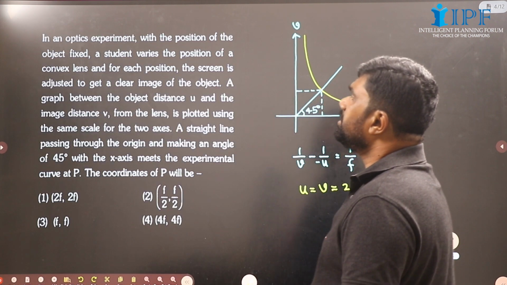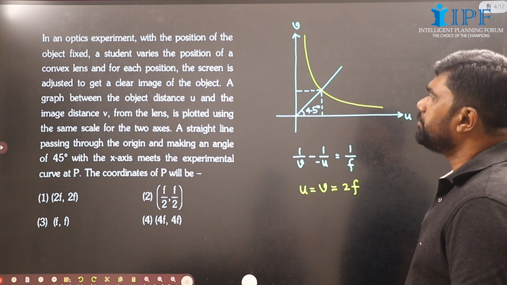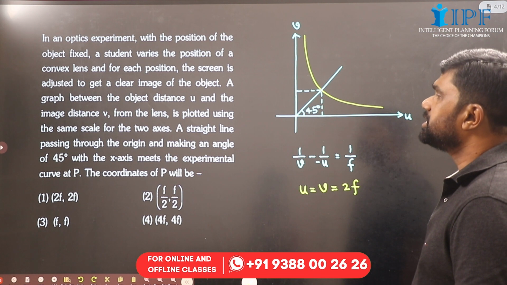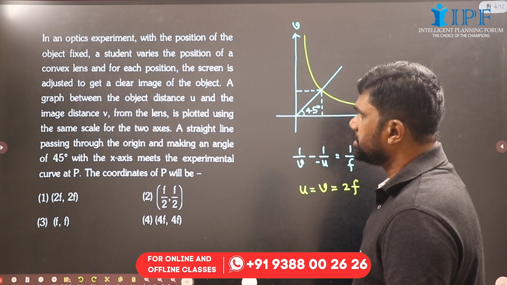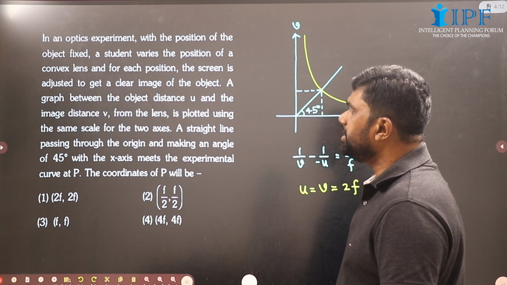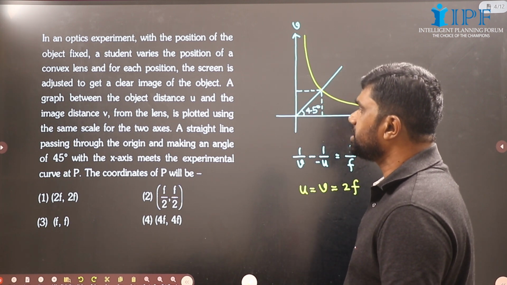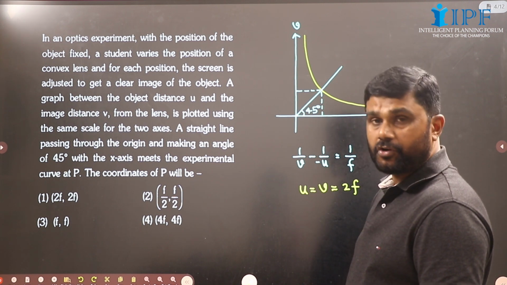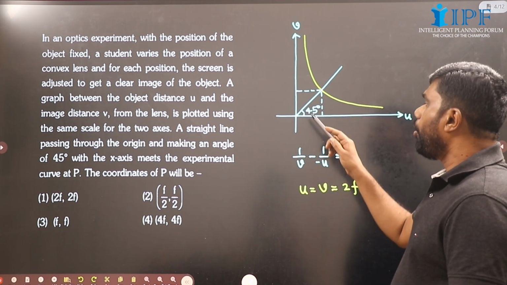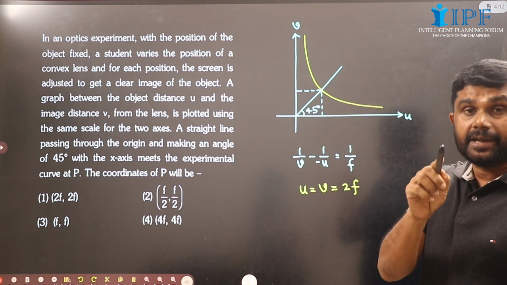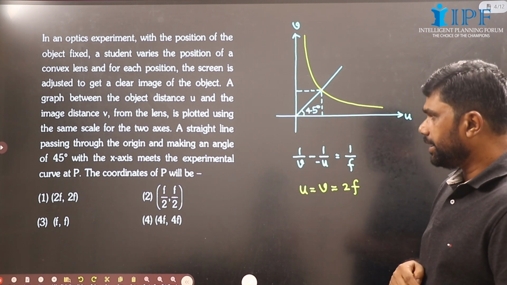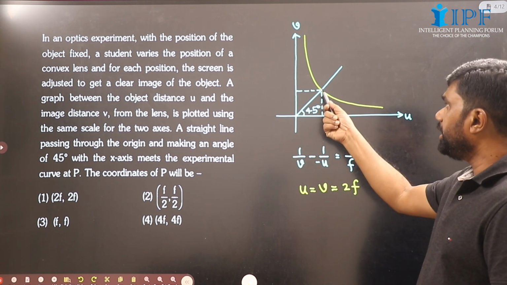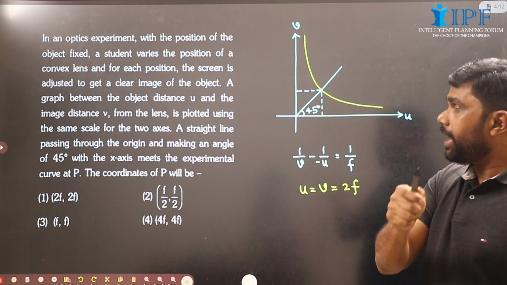Okay, now in an optics experiment with the position of the object fixed, a student varies the position of a convex lens, and for each position the screen is adjusted to get a clear image of the object. A graph between the object distance U and the image distance V from the lens is plotted using the same scale for the two axes. A straight line passing through the origin and making an angle of 45 degrees, see, means all points on this line will have the same value for x and y coordinates. 45 degrees with the x-axis meets the experimental curve at P. Means at this point U and V will be equal.